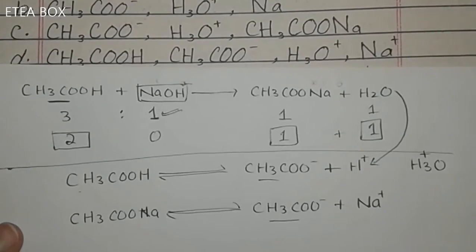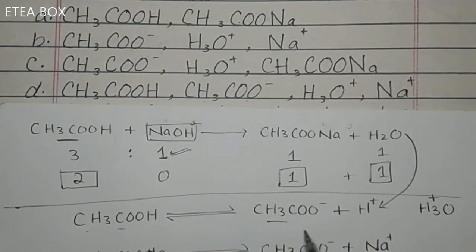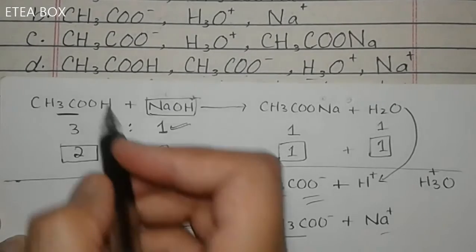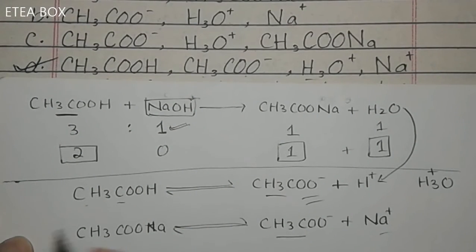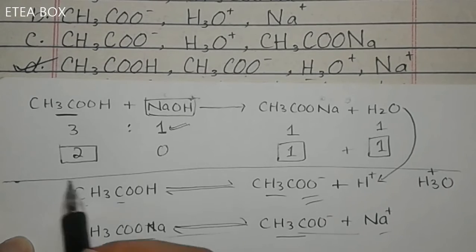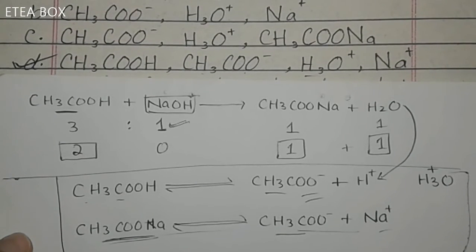Look at the options. Option D: CH3COOH, CH3COO-, H3O+, and Na+. So here option D is correct. A buffer solution of acetic acid and sodium acetate will contain these 4 components. They will be formed either in ion forms or in this form, but they are present in the solution like this. So option D is correct here.